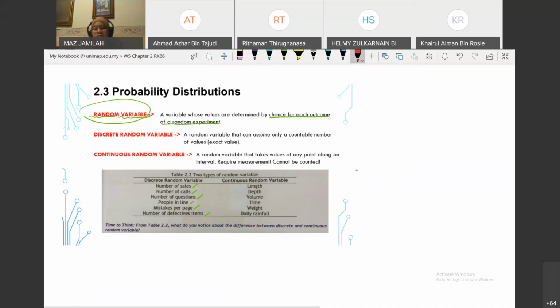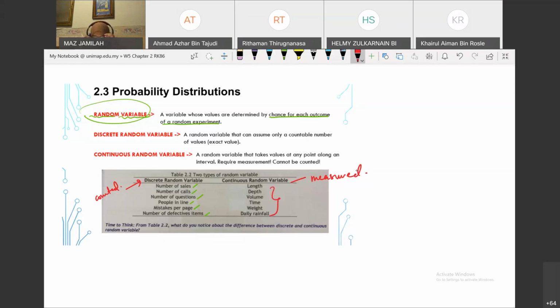But now look at the continuous random variable. For a continuous random variable, as you can see, it needs to be measured. For discrete, it is counted. You can count that. So for example, length of skewers, you need to measure. Depth of a swimming pool, for example, you need to measure. Volume, you need to measure. Time, weight, daily rainfall. All these examples need to be measured according to their respective measurement. Okay, so these are the differences between discrete and continuous random variables.